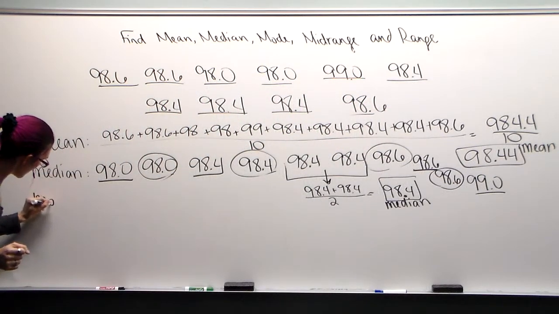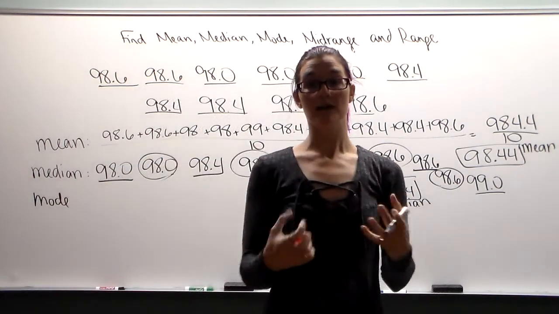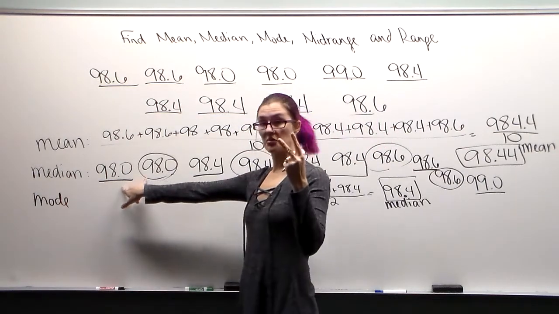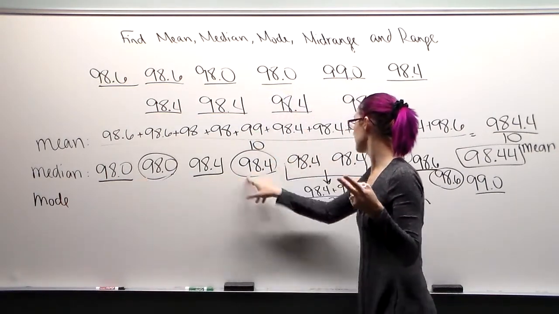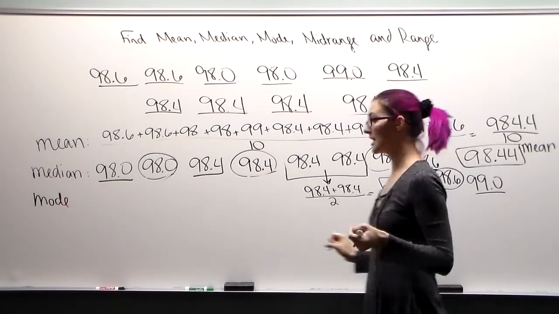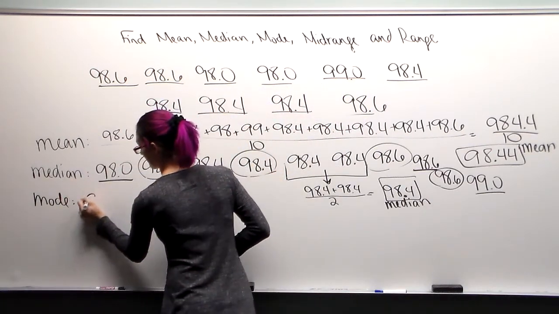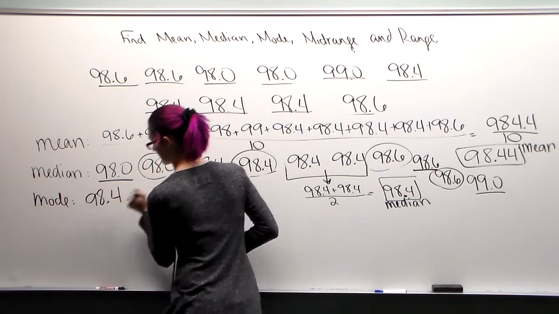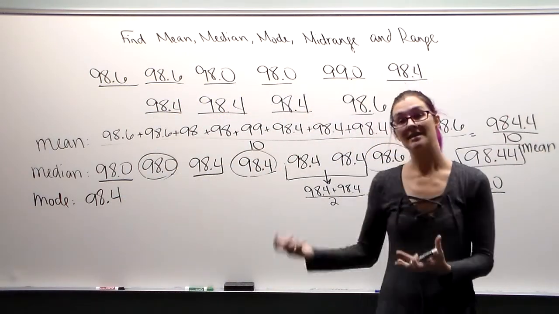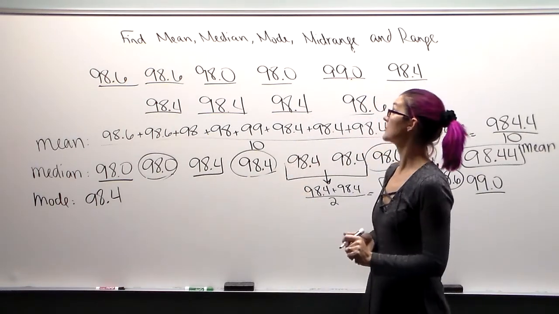For the mode, there's not much work you can show. The mode wants to know what's the most. What number appeared the most? So we have 98.0 appeared twice. 98.4 was 4 times. 98.6 was 3 times, and 99 was 0. So which one appeared the most? It's the 98.4. Okay, so that's the one that appeared the most number of times. There's not terrifyingly much work you can show with that one. It's just which one appears the most.